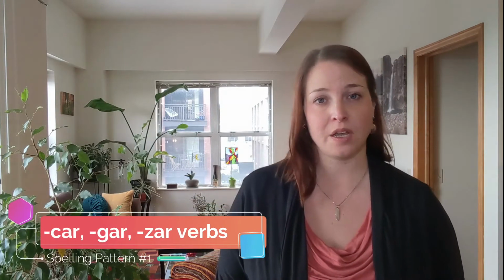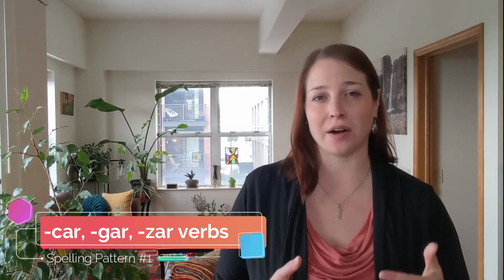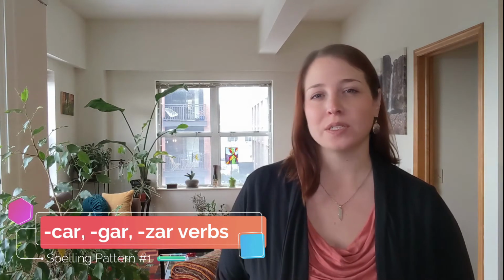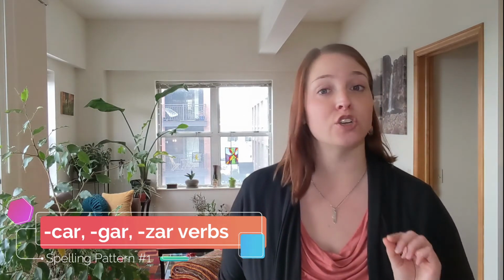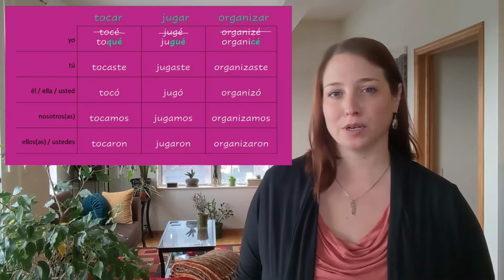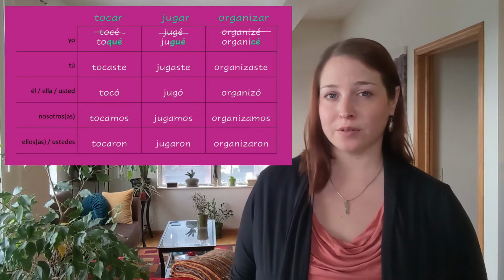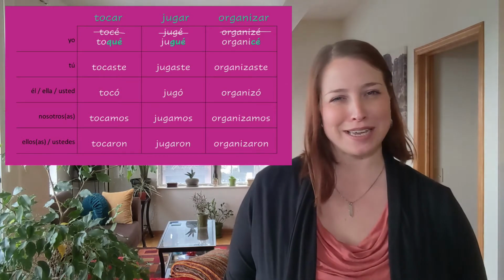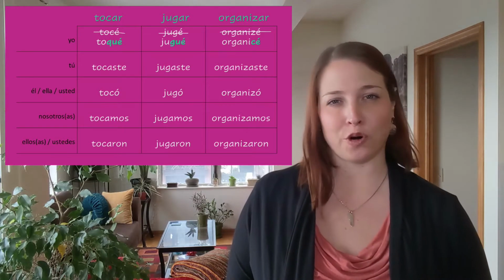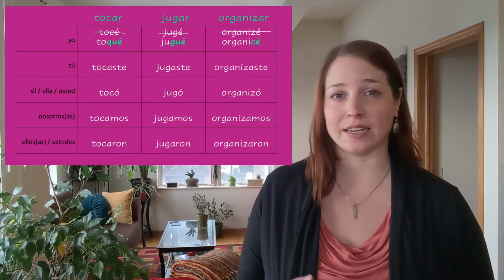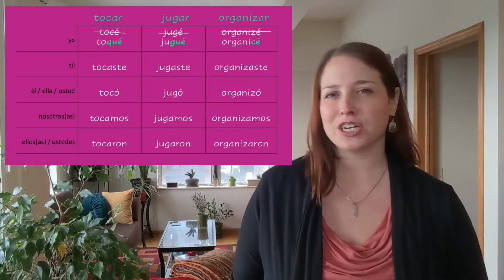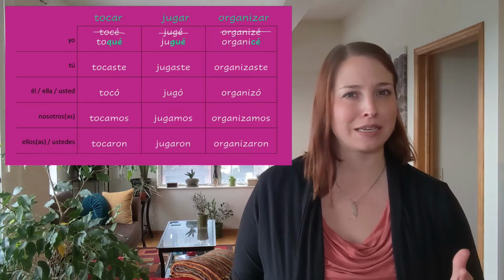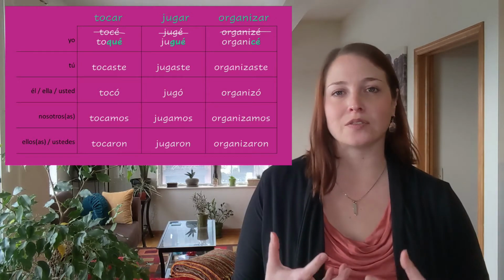The first set of spelling changes that we're going to take a look at are the car, gar, zar verbs. Verbs that end in car, gar, or zar will take a spelling change only in their yo forms in the preterite. For example, tocar, jugar, organizar. If we were to take the regular yo form ending in the preterite tense and add it to tocar, it would change the pronunciation to tosé, which loses the whole k of tocar.